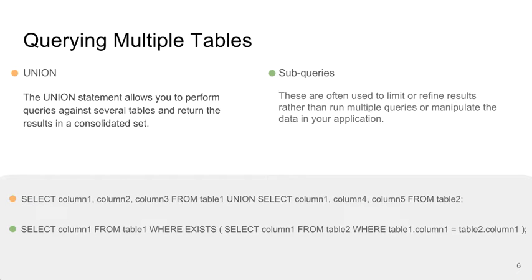We can also use the union statement and subqueries to query multiple tables. We use union statements to perform queries against several tables and return the results in a consolidated set. This is usually used instead of a join statement when we want to return multiple attributes in one table. Subqueries are used when we want very specific results from a certain query and find union and join statements aren't quite accurate enough to get the results we need.